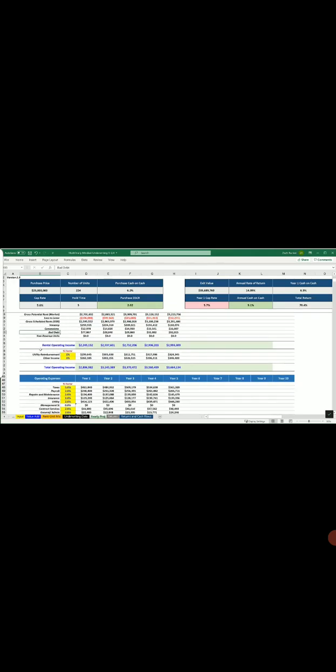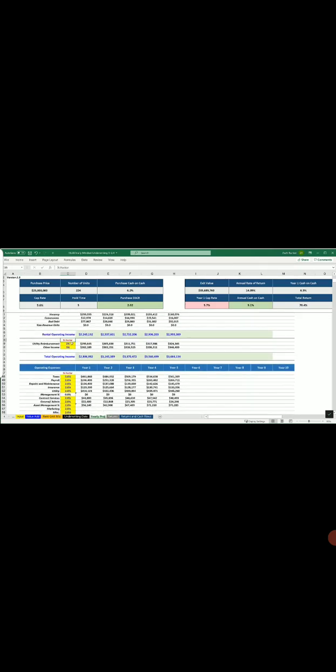And it just goes through gross scheduled rent, vacancy, concessions, bad debt, non-revenue units. That gives us our rental operating income, goes to utility reimbursement, other income. Now these factor percentages are our growth percentages, what we think it's going to grow year over year. So income, we do about 2% or 2 to 3%.